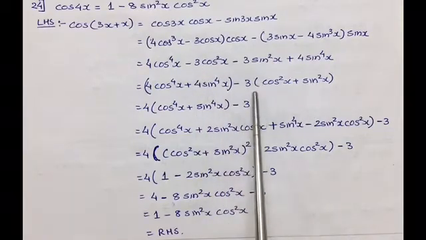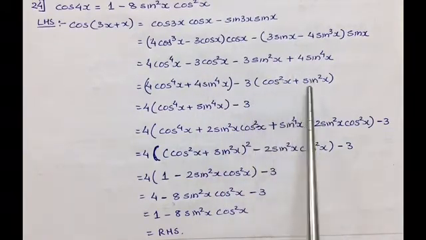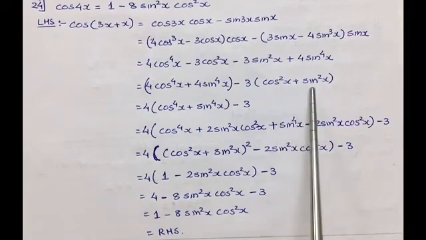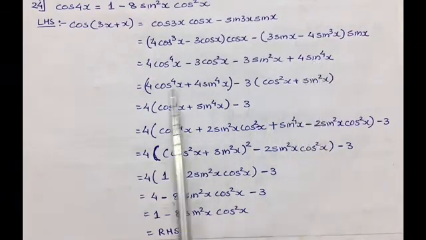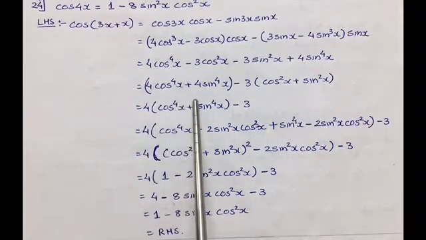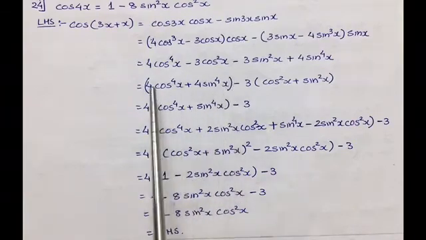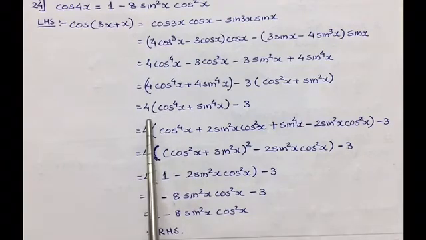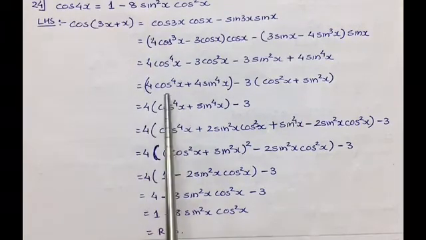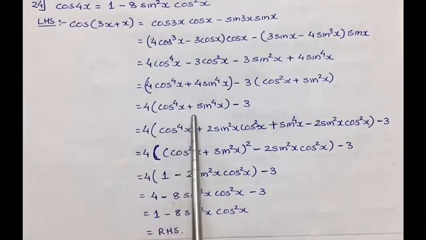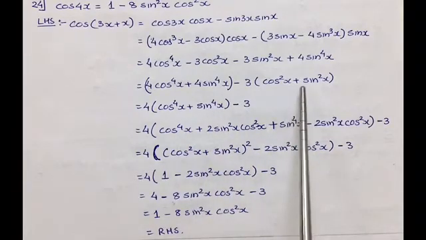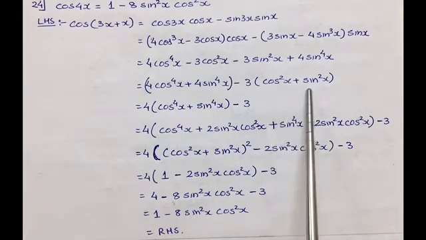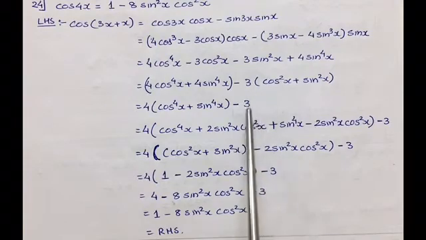Minus 3 taking out common, inside the bracket becomes cos square x plus sine square x. 4 cos raised to 4x plus 4 sine raised to 4x are being taken together. From both, 4 comes out common. Inside the bracket remains cos raised to 4x plus sine raised to 4x. And as cos square x plus sine square x is 1, so minus 3 only remains.